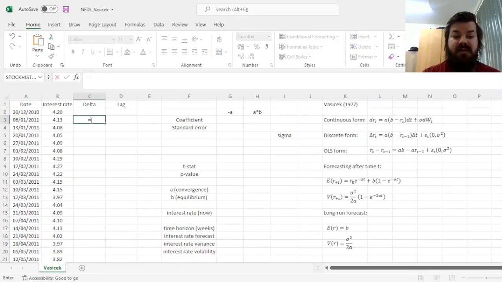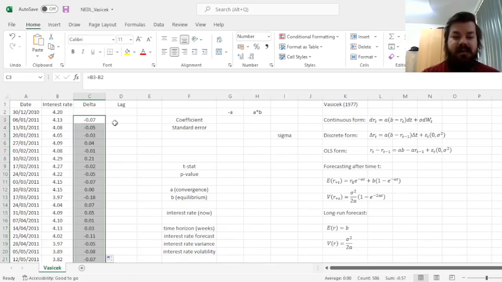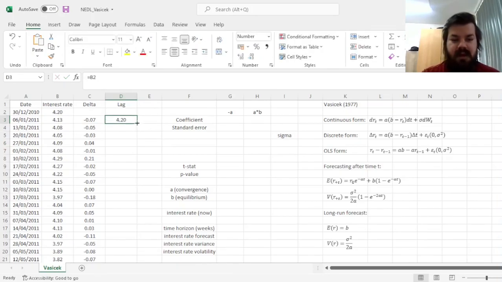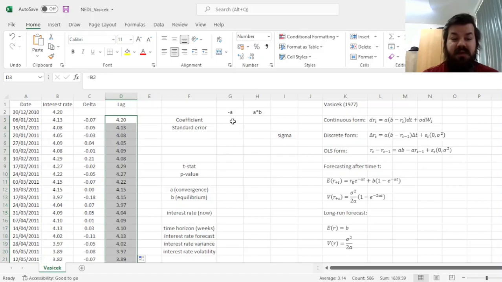Let's first calculate the first differences, or the deltas, of the interest rate week to week. We can just subtract the rate on US mortgages last week from the value that's prominent this week and enforce it throughout our sample, and lag the previous observation of the interest rate in a separate column. That would allow us to estimate this model using the LINEST function.